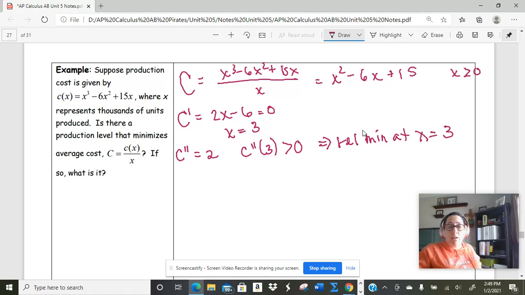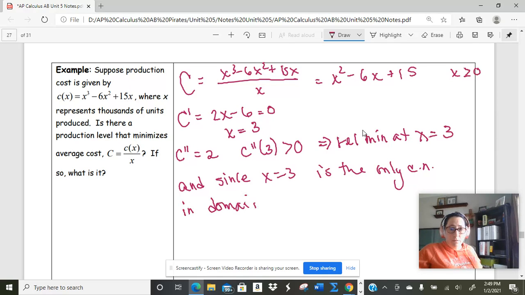So how do I make it an absolute min? So we say, and since x equals 3 is the only critical number in our domain, there is an absolute min at x equals 3 now.